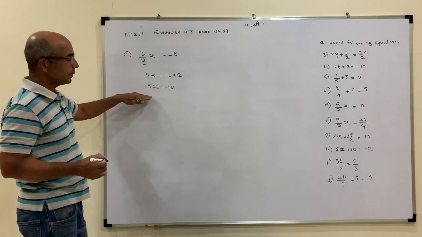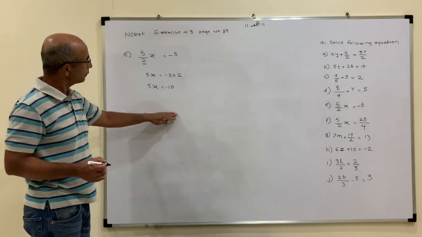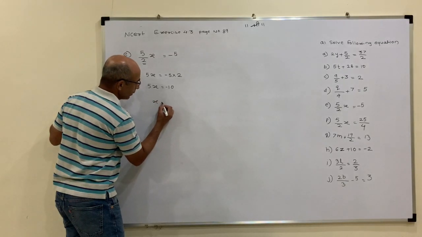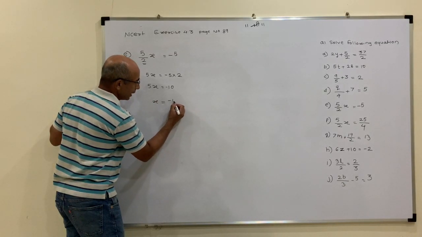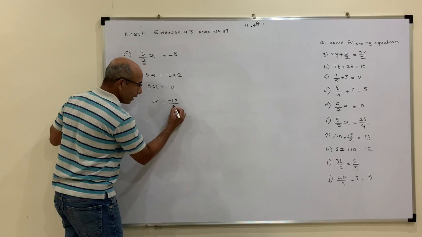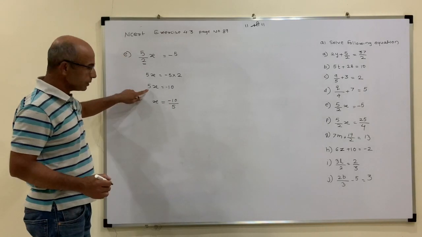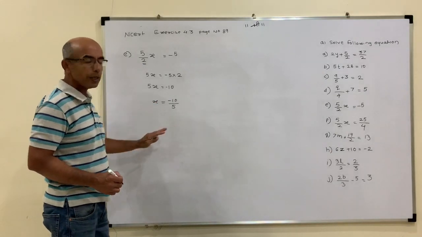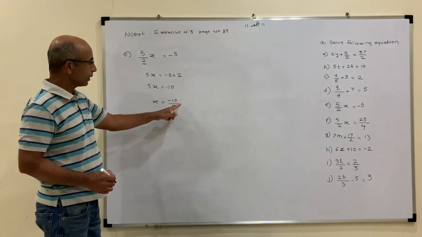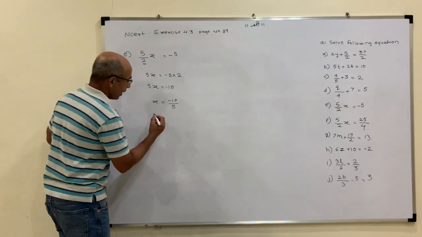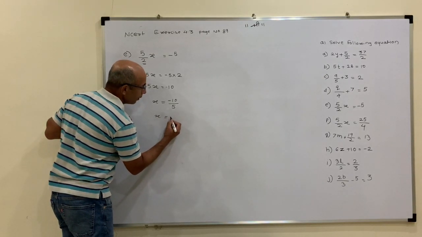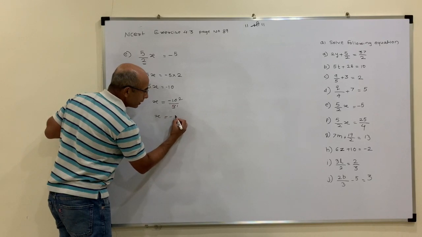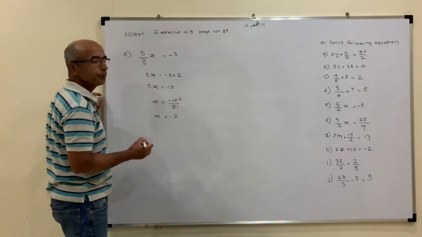Now 5 is multiplied, so I will transpose 5 from the left hand side to the right hand side. So my next step will be x equals minus 10 divided by 5. Since 5 was multiplied on the left hand side, when I transpose it to the right hand side, it will be divided. So my value of x will be 5 1s are 5, 5 2s are 10. So my answer will be minus 2.